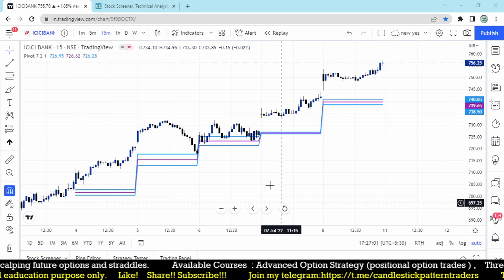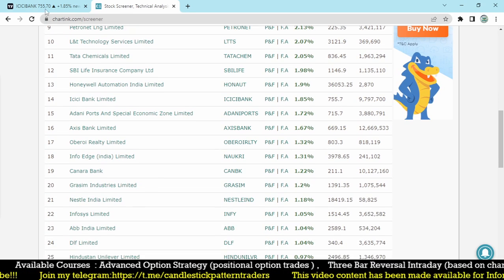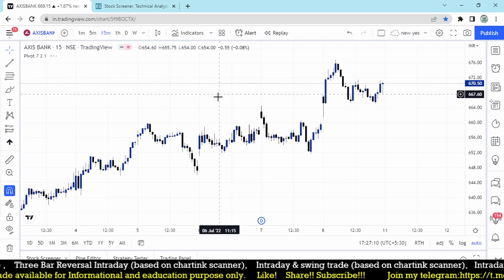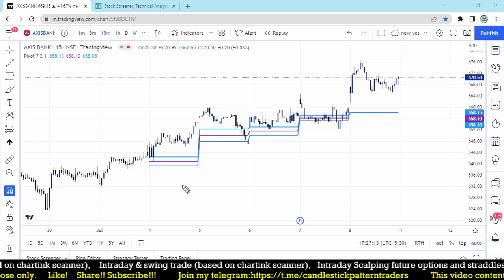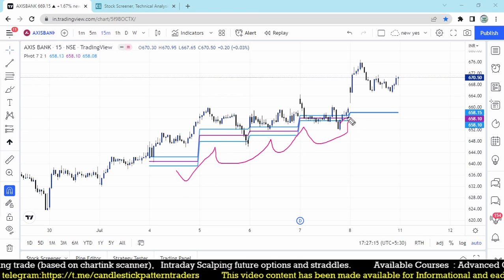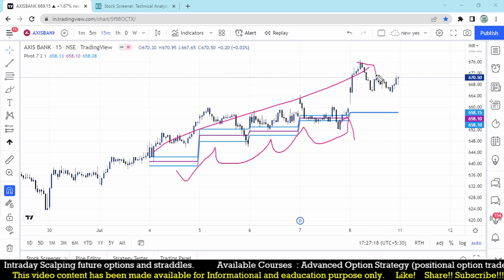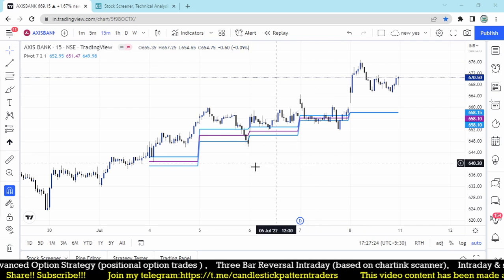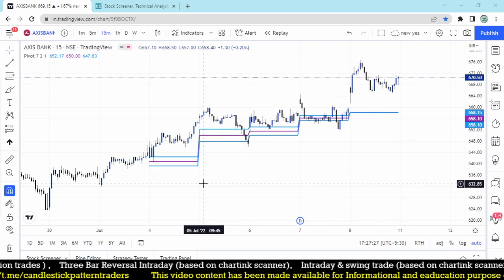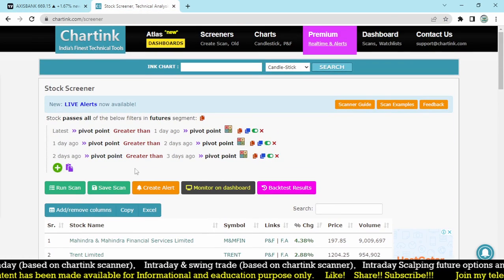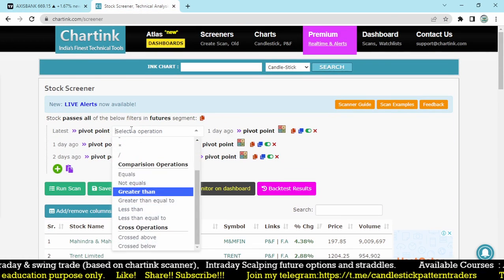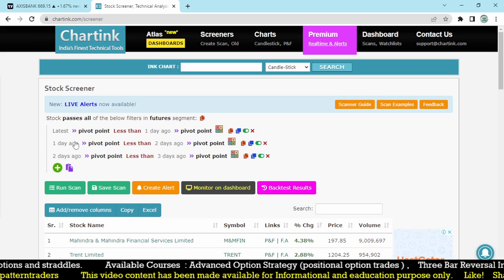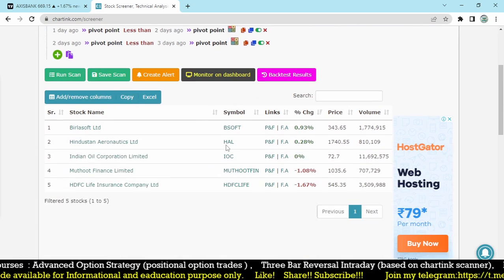If you are following stocks giving 3 consecutive highs: Axis Bank, Adani Enterprise, Adani Port, a lot of stocks. I hope you understand. I don't know much about the CPR scanner, but we can create the scan in Chartink. It keeps on going up. So we are seeing ascending CPR here, and I can create the descending CPR. We can change this to less than, less than, and again less than.